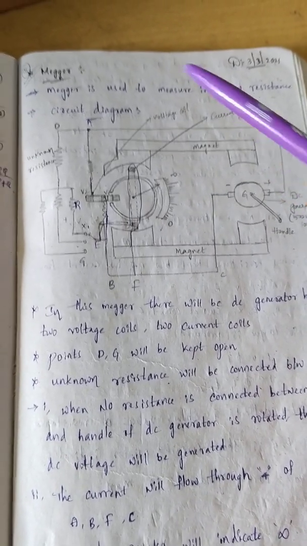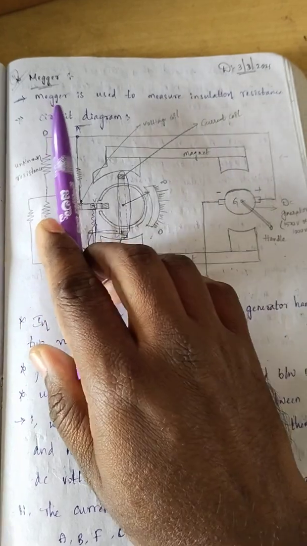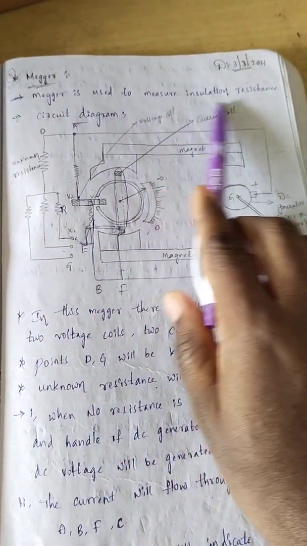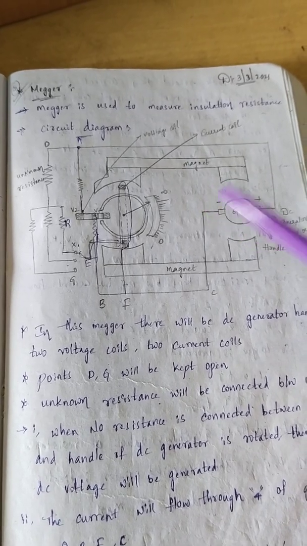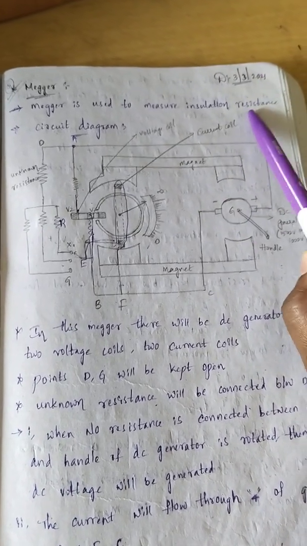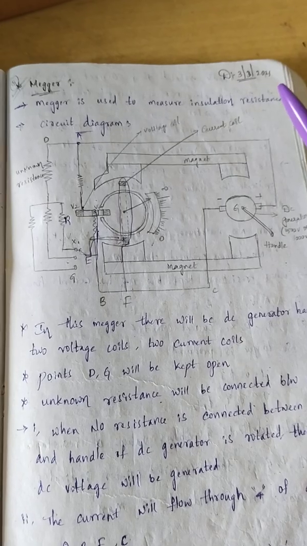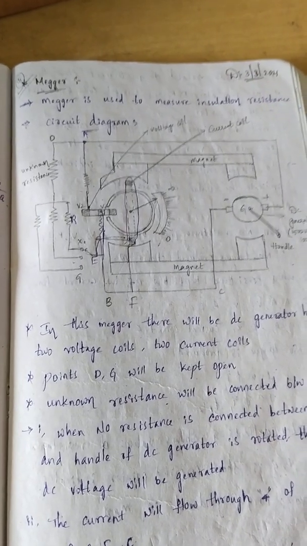Today I am going to discuss the operation of the megger. The megger is used to measure insulation resistance. So this is used for what? Measure the insulation resistance. Nothing but measurement of resistance. So for measurement of resistance, we use this megger. Let us see the operation of this megger.